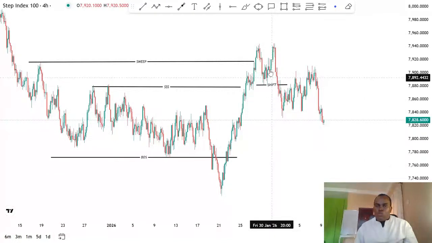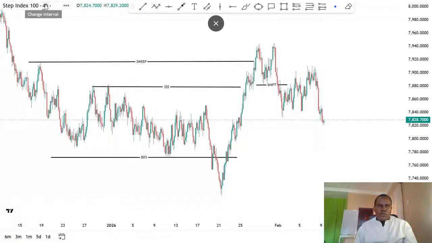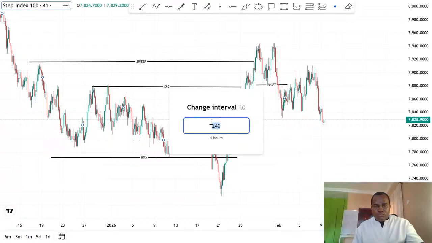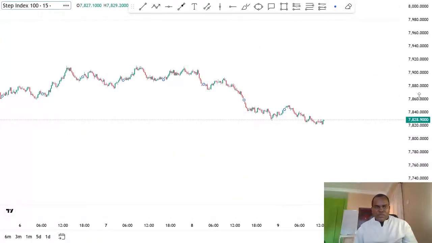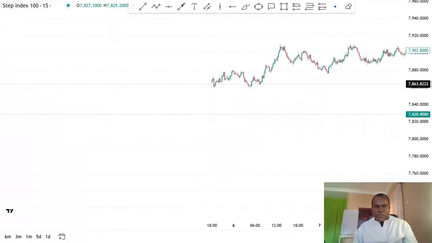Okay, so let me now go to lower time frame. I'm going to work with what I have around this zone. Let's go to 15 minutes. I hope this gives me what I want to see. Let's go to 15 minutes. Where are my markets?